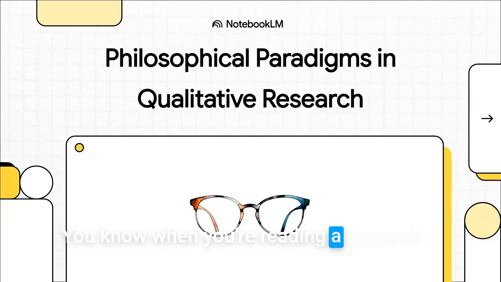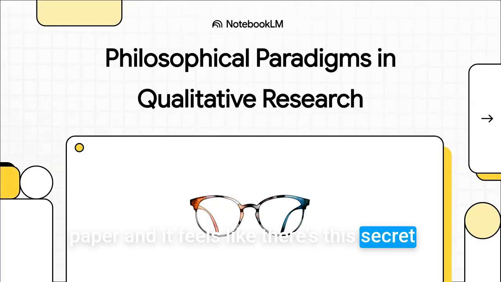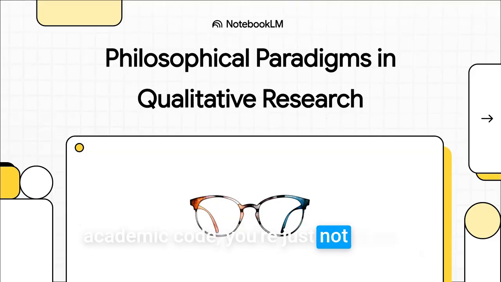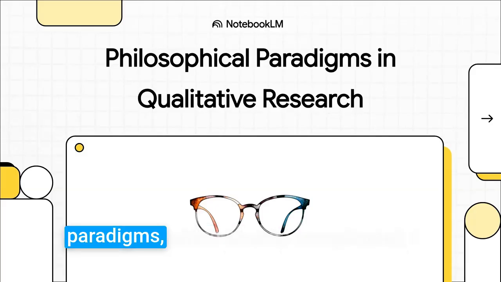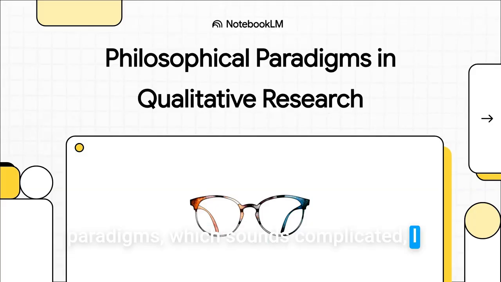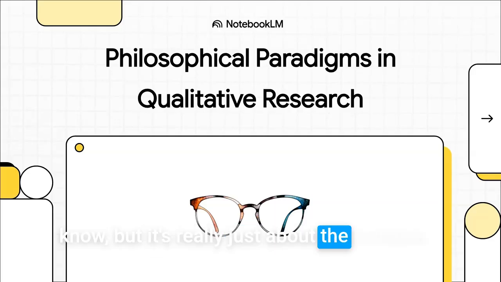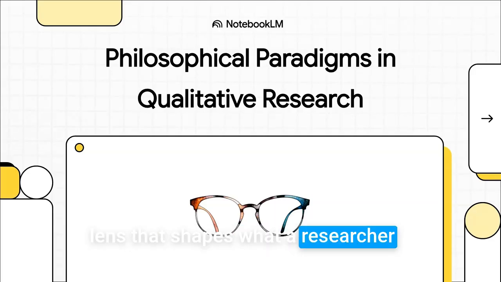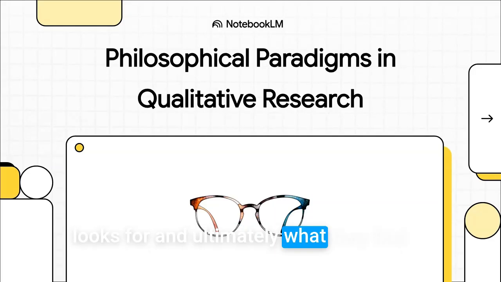You know when you're reading a research paper and it feels like there's this secret academic code you're just not in on? Well, today we are cracking that code. We're going to talk about philosophical paradigms, which sounds complicated, I know, but it's really just about the invisible lens that shapes what a researcher looks for and ultimately what they find.